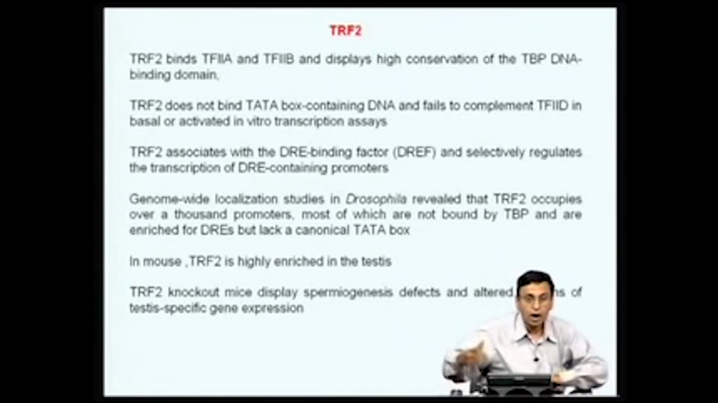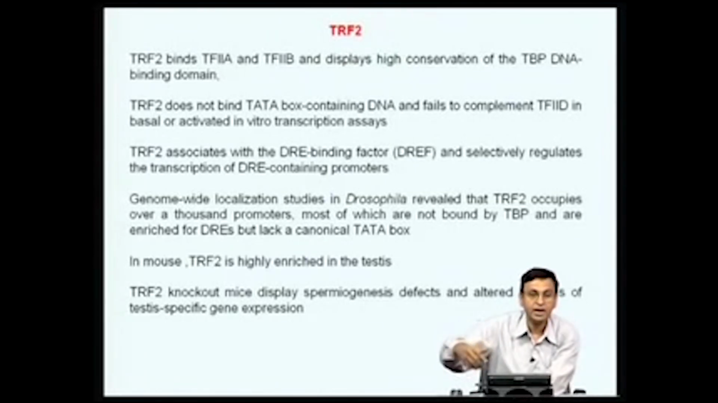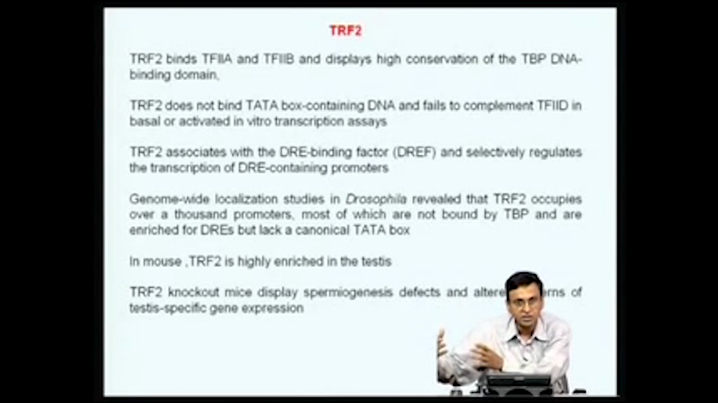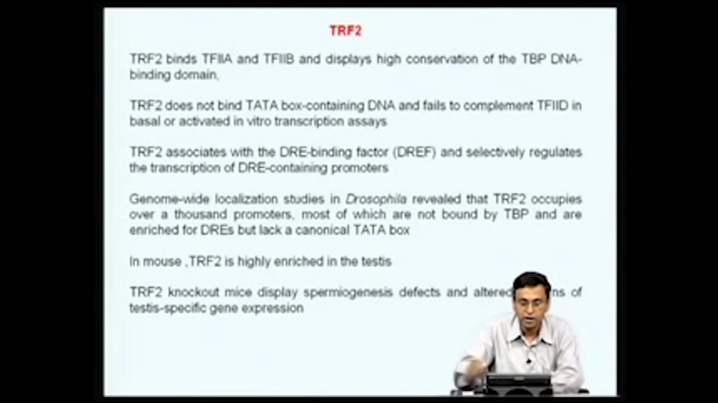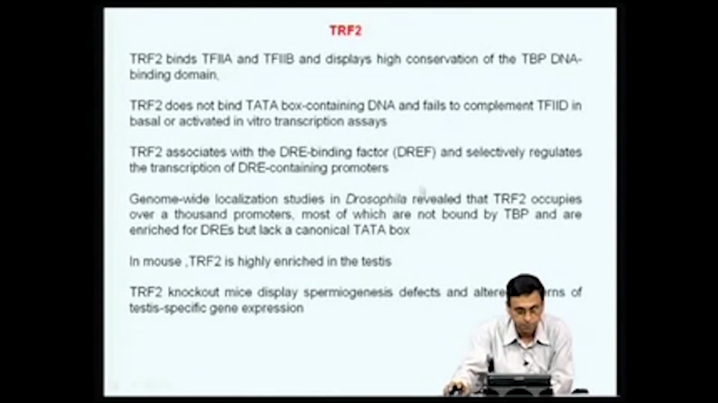So, you can see how variations in the Tata binding protein can actually contribute to differential gene regulation. There are genes which contain Tata boxes, and such genes are regulated by TFIID containing the normal TBP, and there are different sets of promoters which, instead of a Tata box, contain a DRE, and such genes are regulated by this DREF and TRF2, which actually occupy such promoters and initiate transcription.